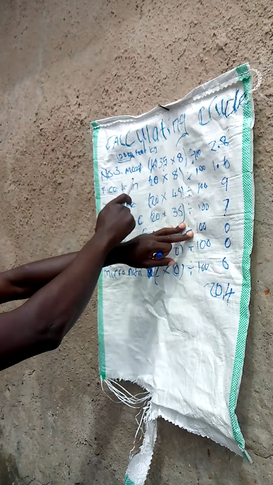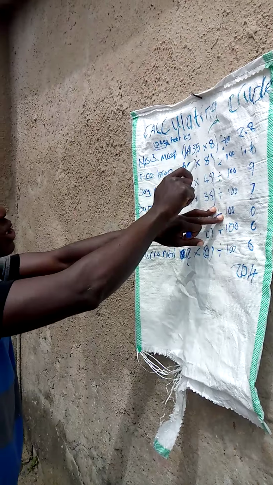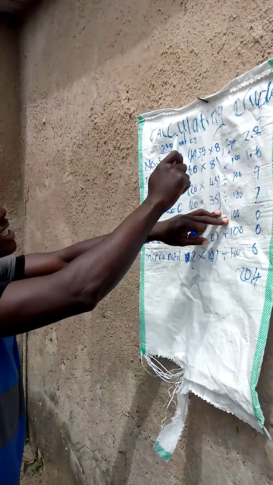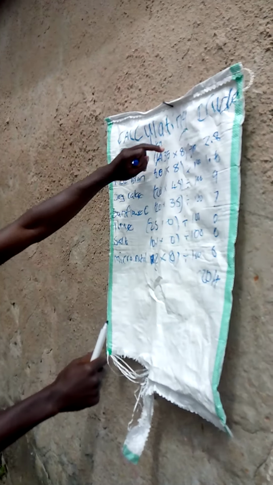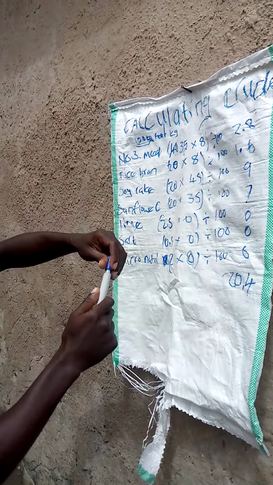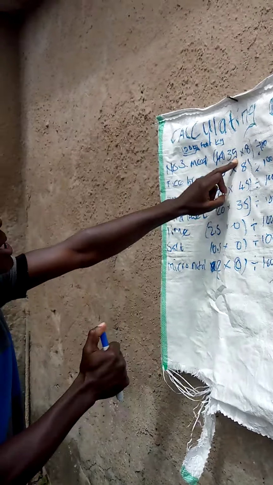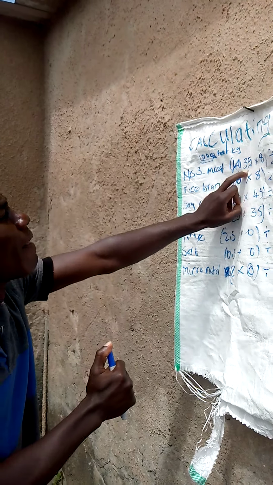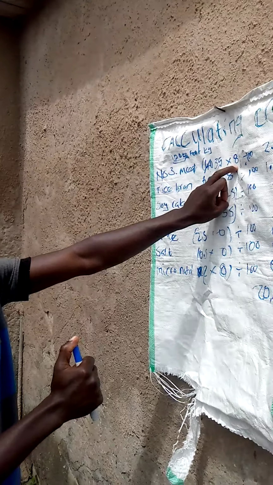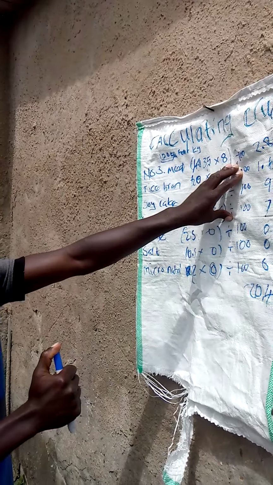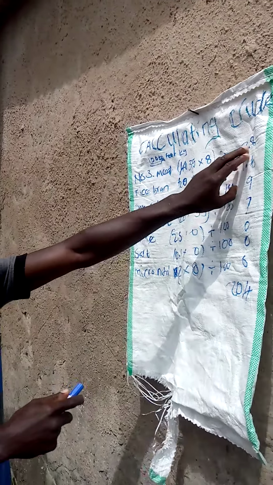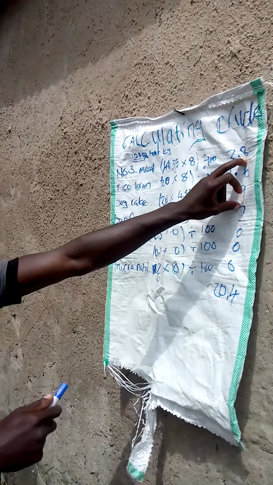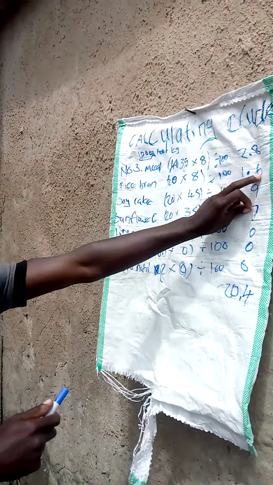So now here we were multiplying. 35 by 8 gave us, what did it give us? It gave us 280. When we divided it by 100, it gave us 2.8, that is 2.8 crude protein.